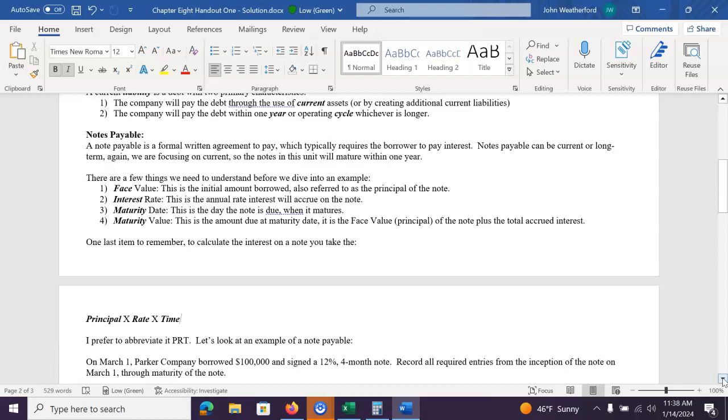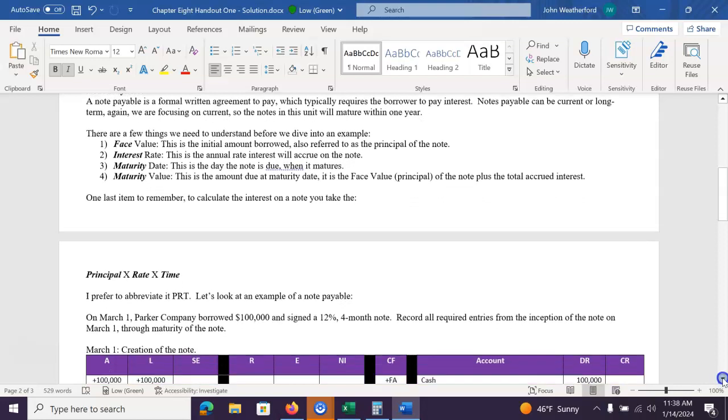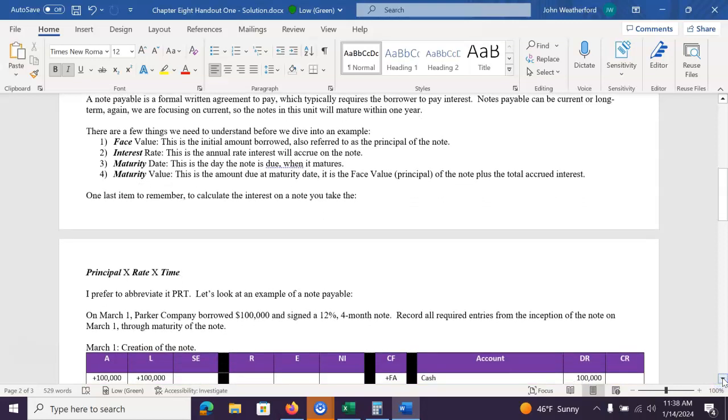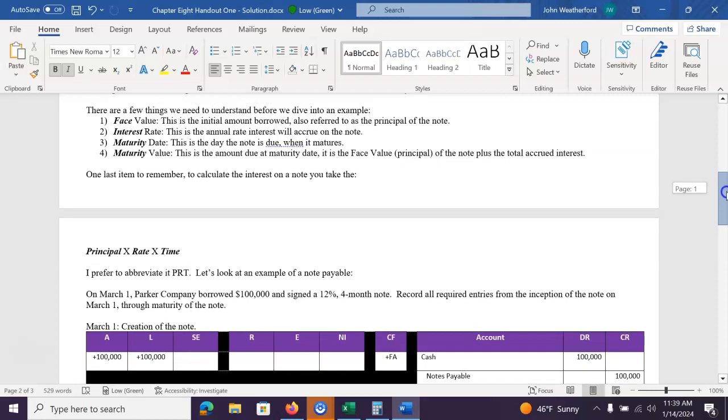Well, on the day they took out the loan, they would now have more cash, right? So we'll debit cash. The asset here increased. Assets increase on the debit side. And we're going to credit notes payable. The liability also increased, and they increase on the credit side. So assets increased by $100,000 and liabilities increased by $100,000.